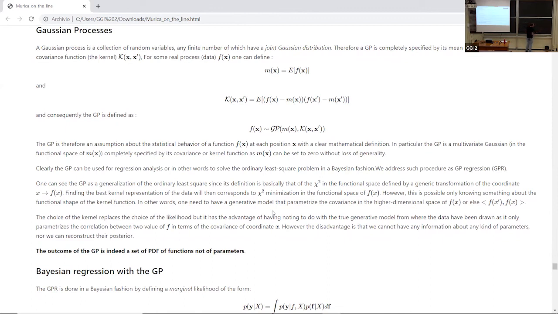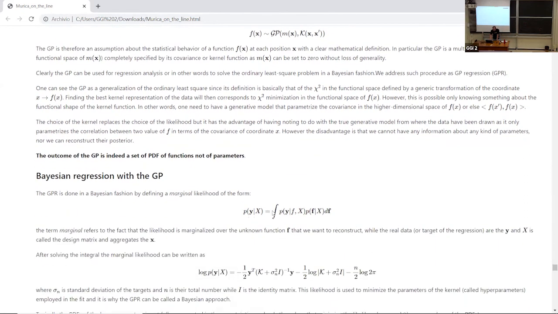So now instead of parameterizing this, we are putting the GP here. Basically, the GP will parameterize this part, and then we can calculate the chi square the same way. But now the function is not given by a generative model, but by some parametric representation in a higher dimensional field.